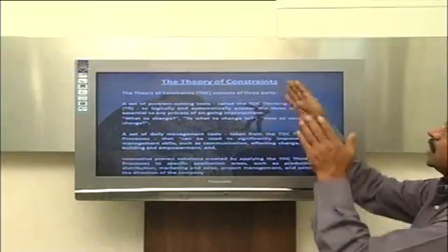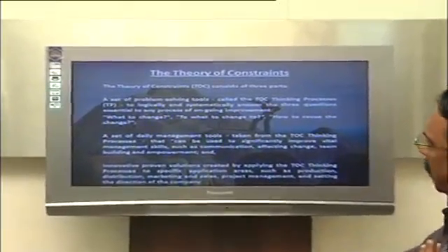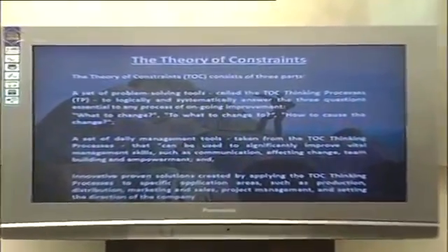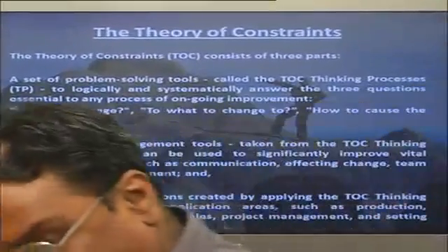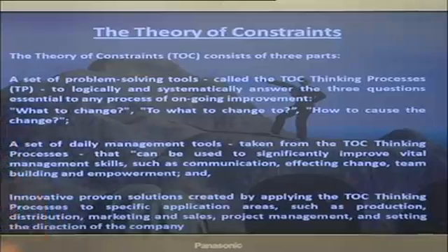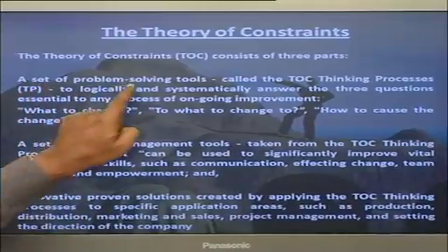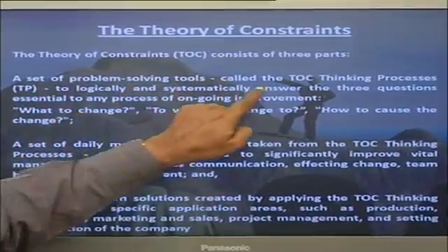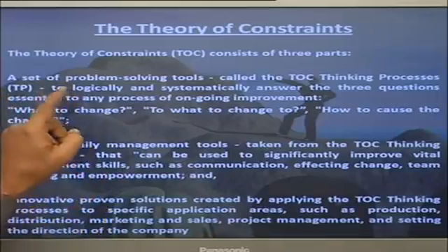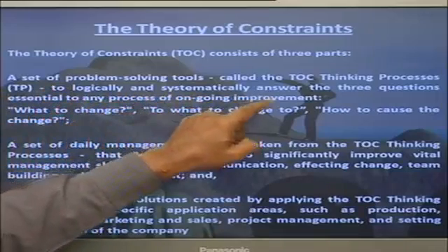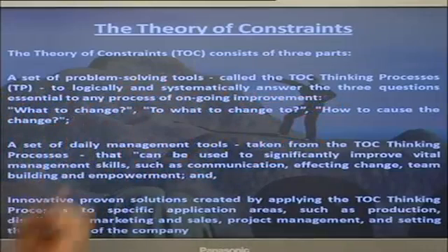Now we come to the theory of constraints as enunciated in this particular book. What is theory of constraints? Theory of constraints has three parts. Let's try and understand it in a step-by-step manner, very simple and logically. A set of problem-solving tools called the TOC thinking process, TP, to logically and systematically answer the three questions essential to any process of ongoing improvement.